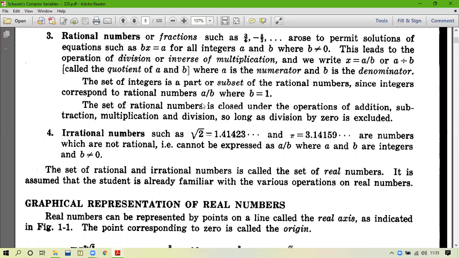And the combination of these two is known as the set of real numbers. That means the set of rational and irrational numbers is called real numbers. That means a real number is nothing but the union of rational and irrational numbers.